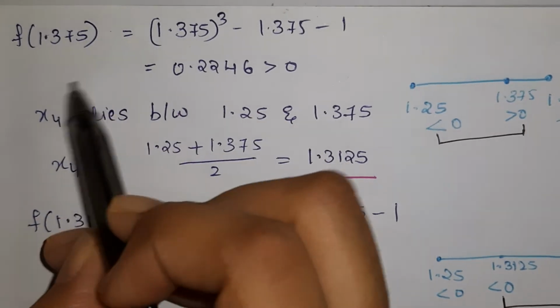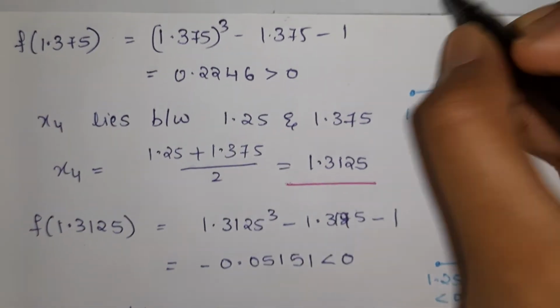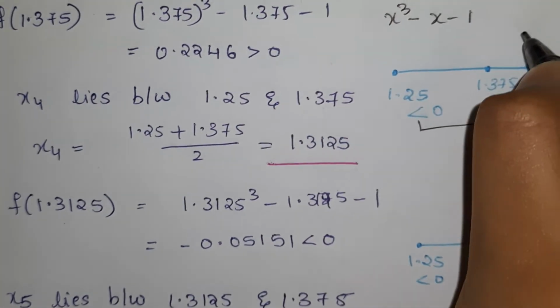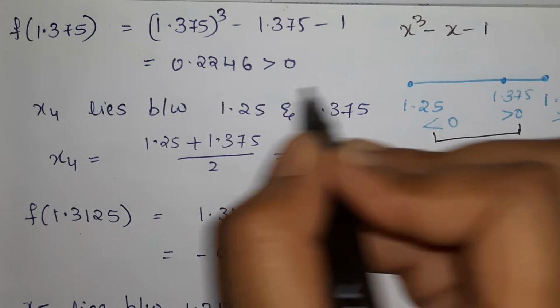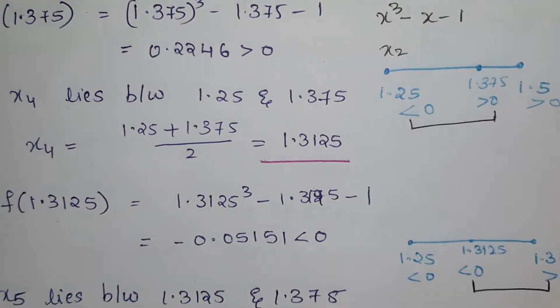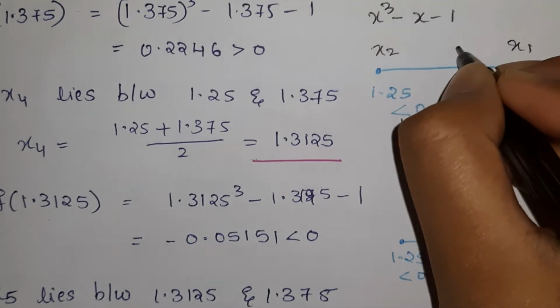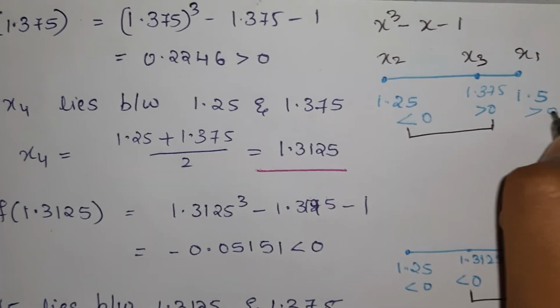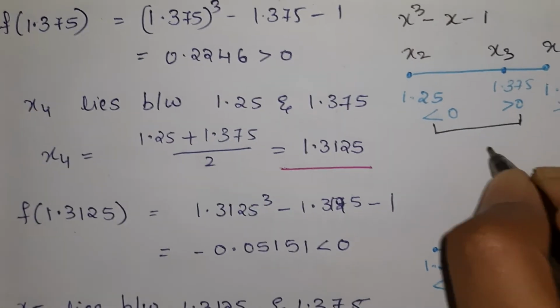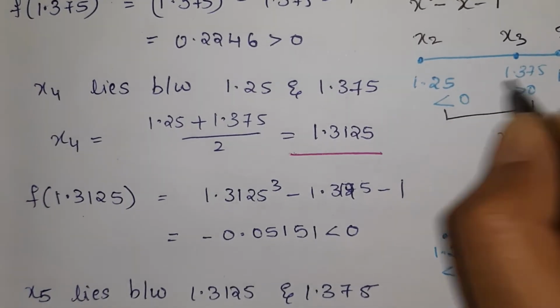Now let's find f of x3. Here for f of x3, we substitute in our equation, you remember, right? x cube minus x minus 1. So in this we are substituting 1.375. We got greater than zero. So this is x2, this is x1, and this is x3. x3 we got greater, so that means our next x4 lies between x2 and x3.